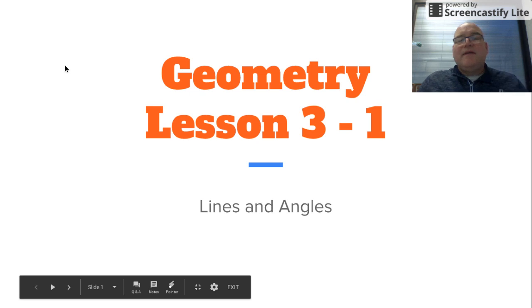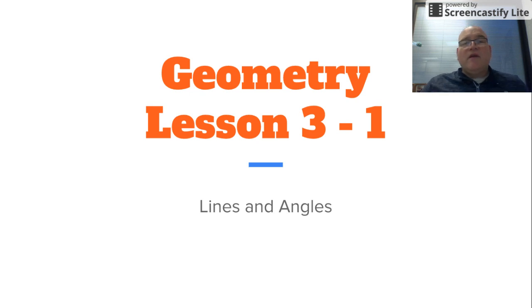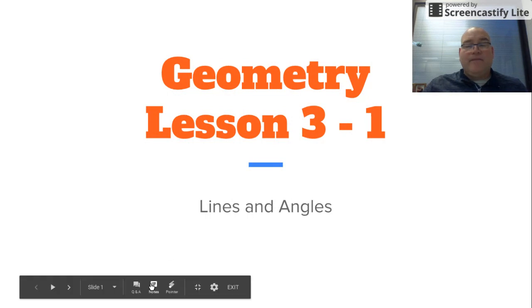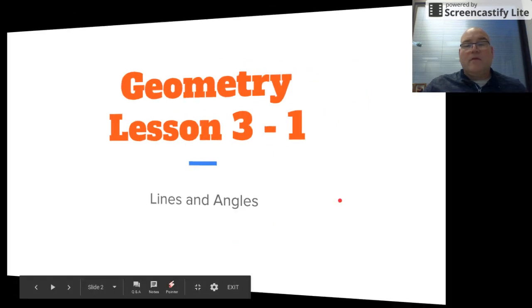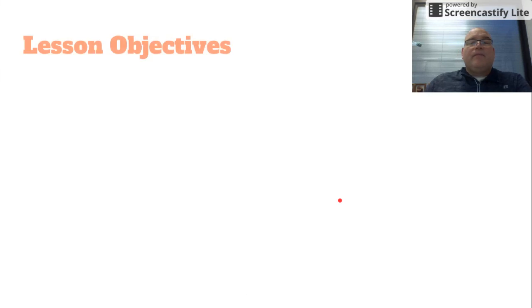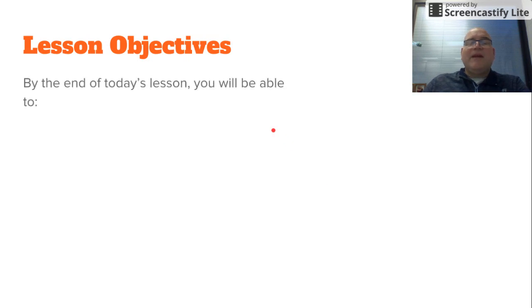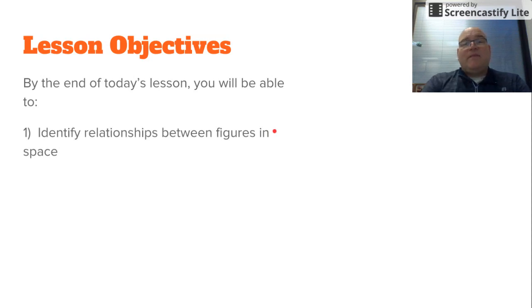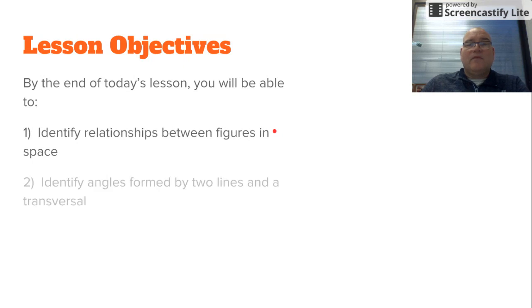Hello! In today's lesson, we'd like to begin our work in Chapter 3, and today's lesson is about lines and angles. Our objectives of today's lesson: by the end of today's lesson, you will be able to 1. Identify the relationship between figures in space. And 2. Identify angles formed by two lines and a transversal.